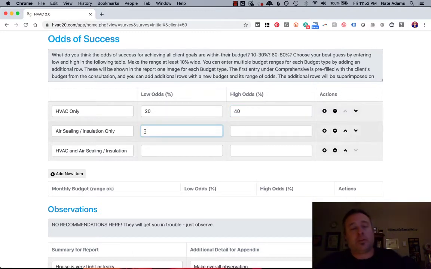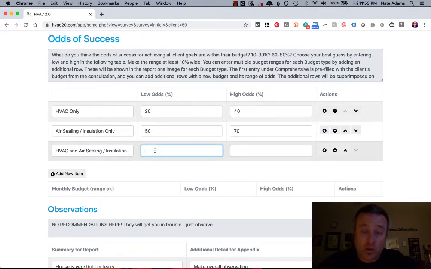So this particular client, I think air sealing and insulation could really help. So let's say that it's 50 to 70% odds. So you're trying to give them an idea. You want them to understand that they are taking risk with you. There is no guarantee here. You're just going to do your best. Now, if that house was sealed and it had the right HVAC, we're running 70 to 90% odds. So this helps people understand what it's likely to take to fix their house.